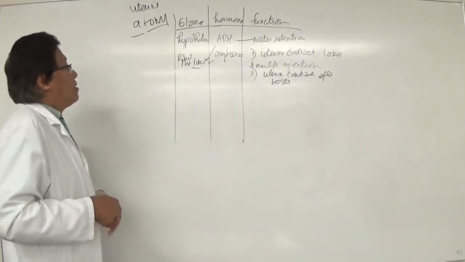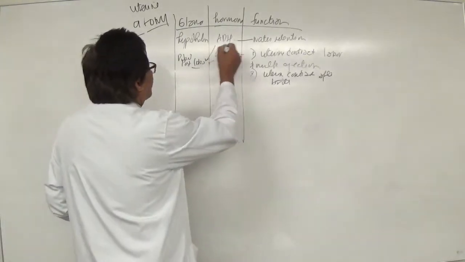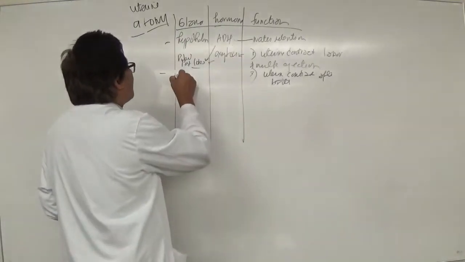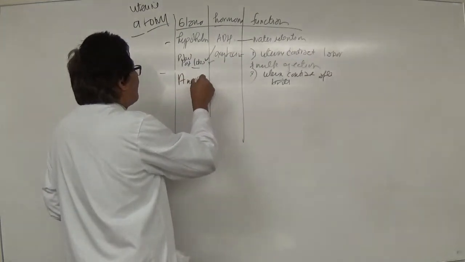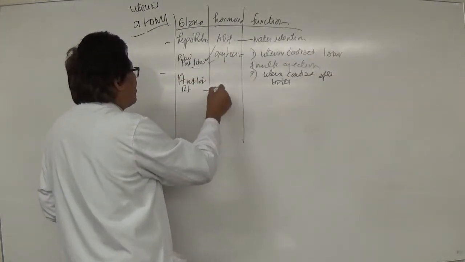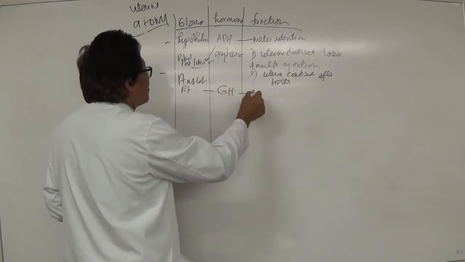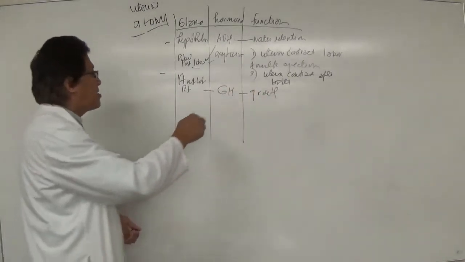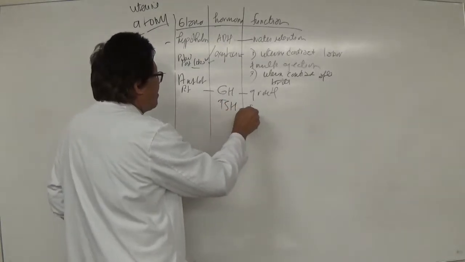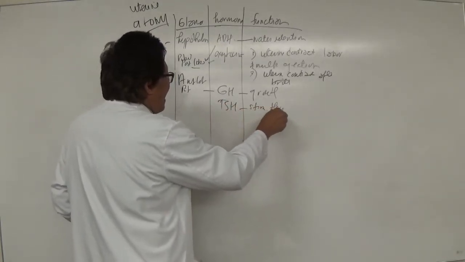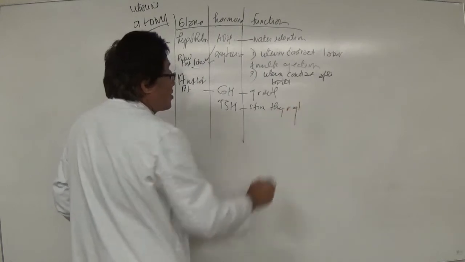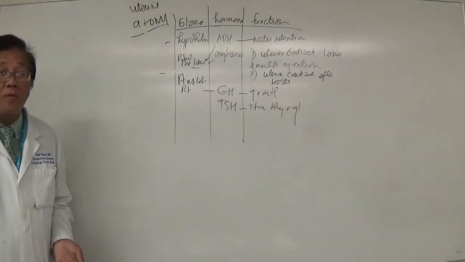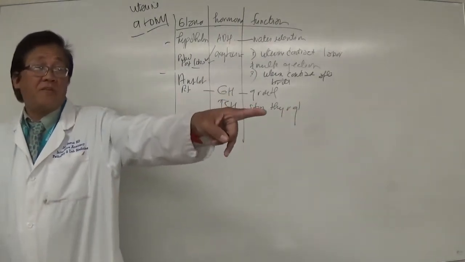Now, let's go to the anterior lobe of the pituitary gland. What hormones? Growth hormone? TSH. Growth, right? Very simple, I don't even have to go into detail. What about TSH? Thyroid stimulating hormone. It stimulates what? The thyroid gland to produce its own hormones, T3 and T4. Yes, it's very important.